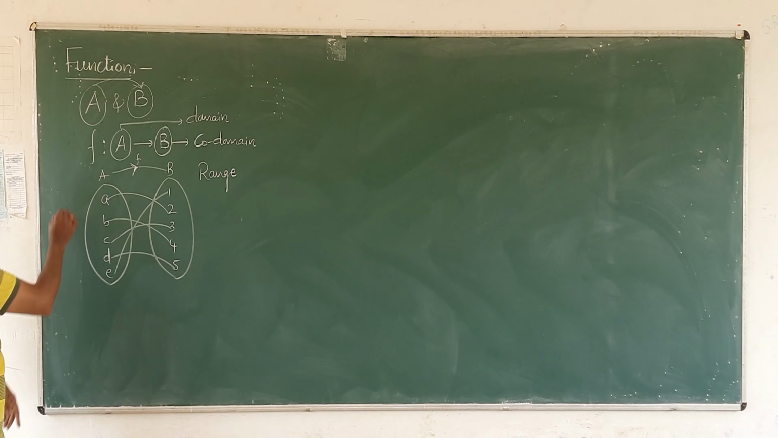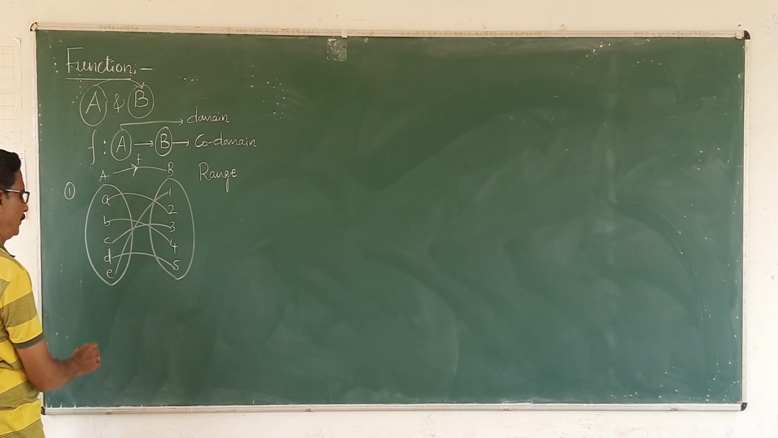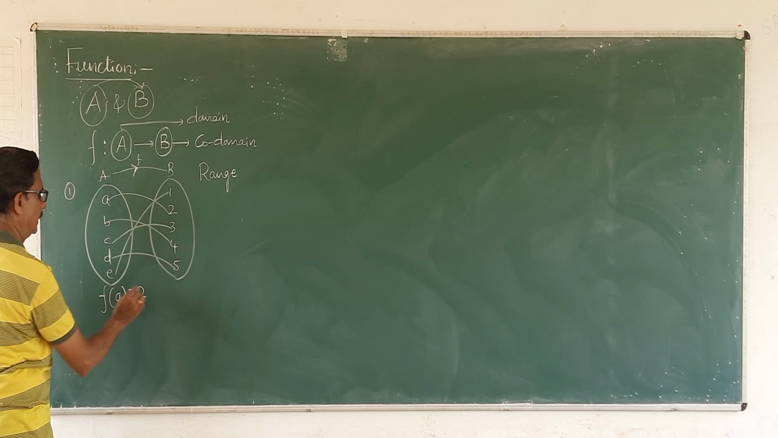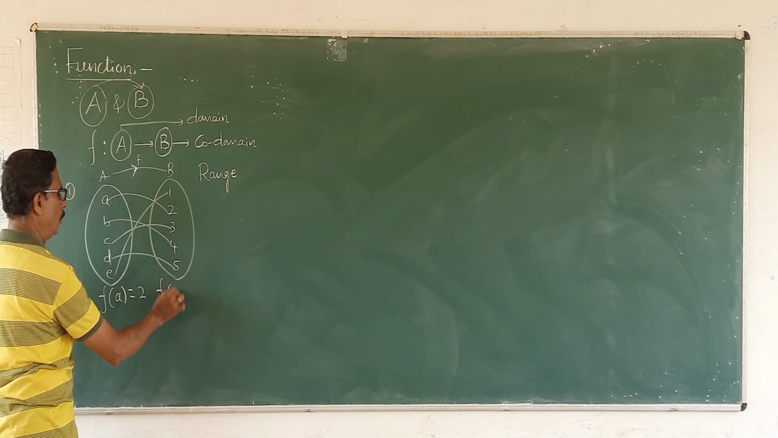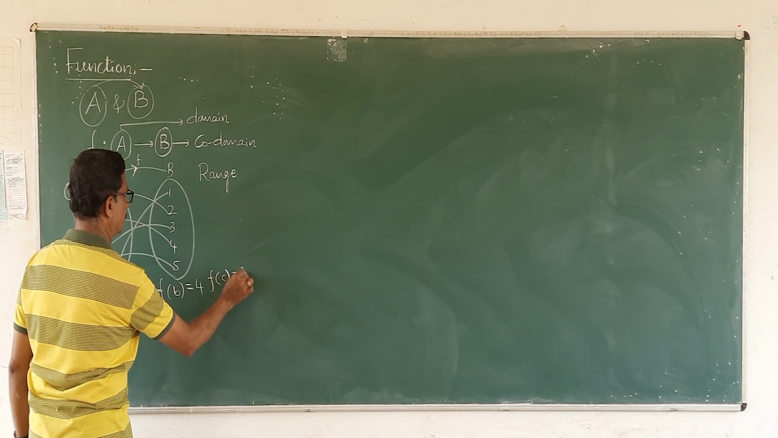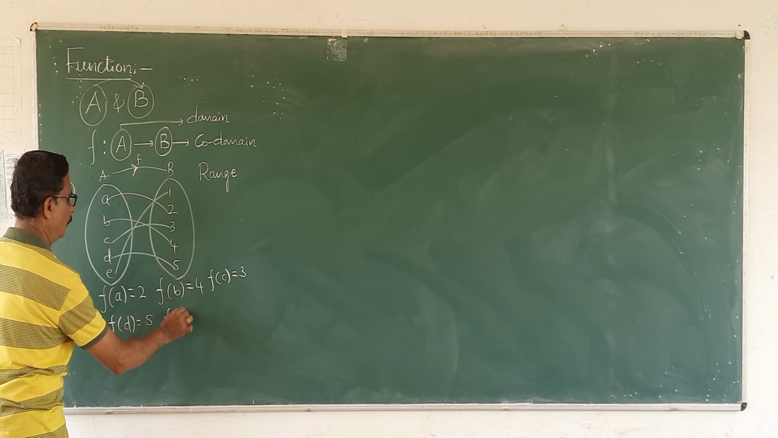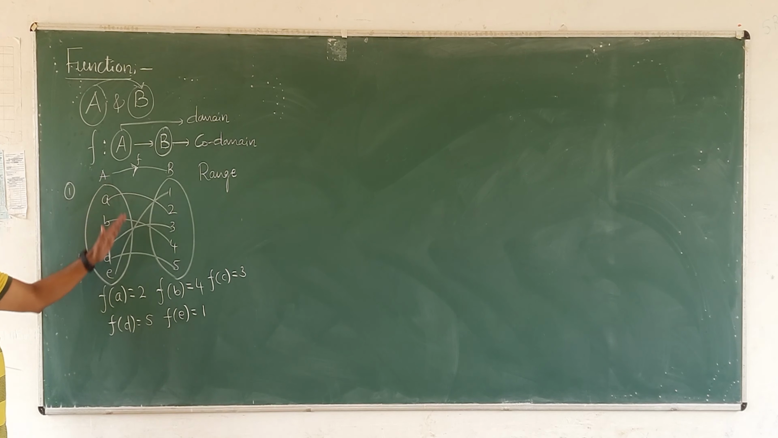Now in the first example, clearly it is a function. Now here F from A to B is a function. F of a is 2; read it as the image of a is 2. Then F of b, the image of b, is 4. F of c, the image of c, is how much? 3. F of d, the image of d, is 5. F of e, the image of e, is 1. All the elements of set A are associated with a unique element in the second set, and that is known as a function.